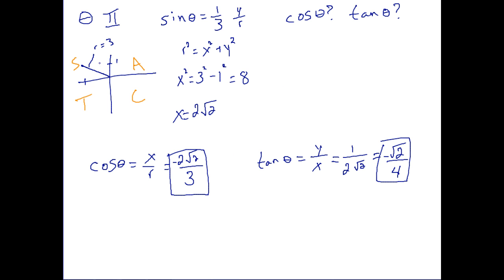Okay, now that's using it graphically, and that's drawing it, finding x, r, y, and using our ratios to find the value of our trig function for that angle. Now let's look at it a different way. Let's say we know that sine theta is equal to 1/3, and we know we're in the second quadrant.